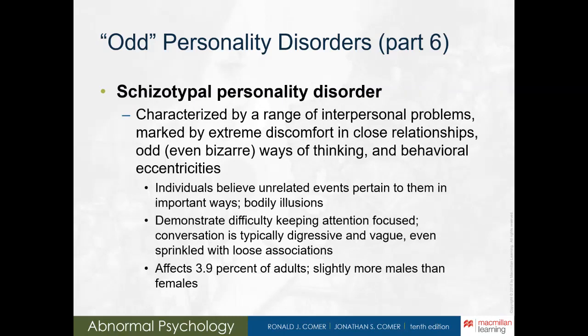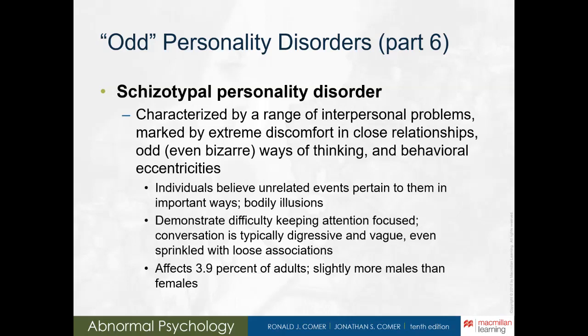Finally, we have schizotypal personality disorder, which is the last personality disorder, I should say, of cluster A. Schizotypal personality disorder is often characterized by a range of interpersonal problems and is marked by extreme discomfort in close relationships, often odd, even bizarre ways of thinking, and behavioral eccentricities. These individuals believe unrelated events pertain to them in important ways. For example, someone with schizotypal personality disorder might believe that when an event happens that garners national attention, this is someone's way of communicating to them.